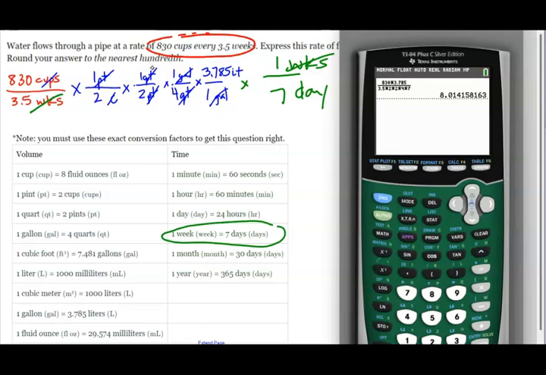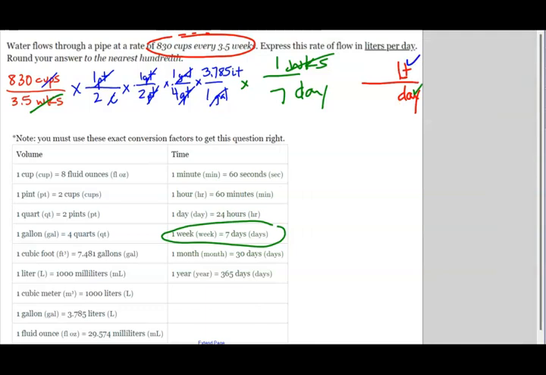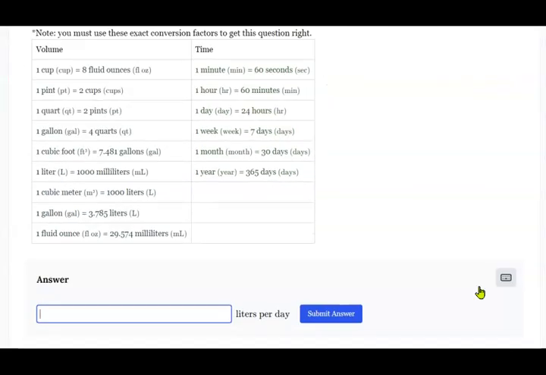All right, round to nearest hundredth, it says. So 1 is in the hundredths place. The next number is not 5 or higher, so it's 8.01. So let's type that in here. 8.01.